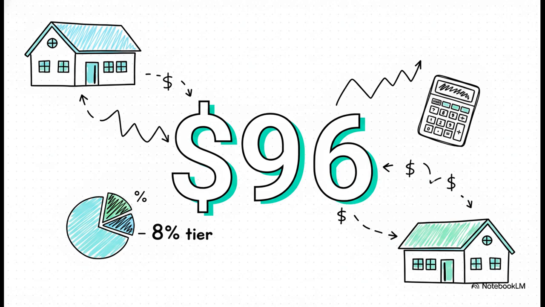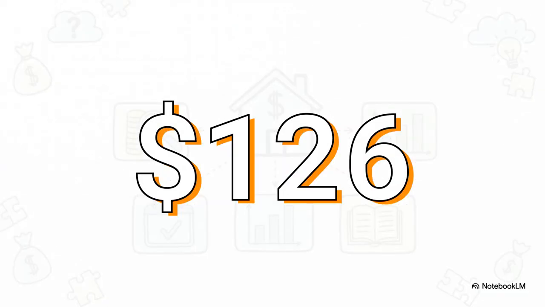Let's ground this math in real dollars to make it perfectly clear. Suppose you have a standard single-family rental bringing in $1,200 a month. That falls into the 8% tier. Well, an 8% fee on a typical $1,200 rental equals exactly $96 a month. No guesswork involved. Let's look at another concrete example for a higher-earning property.